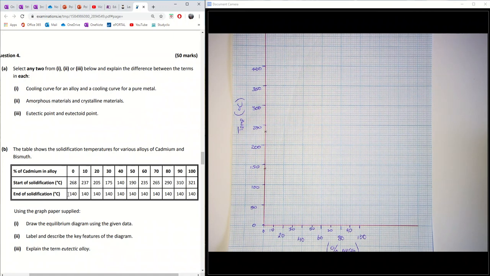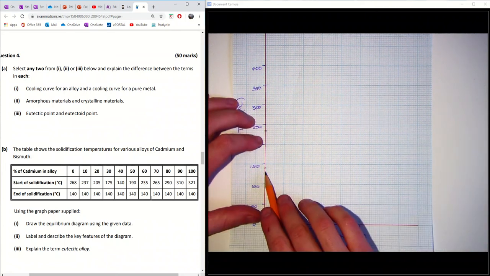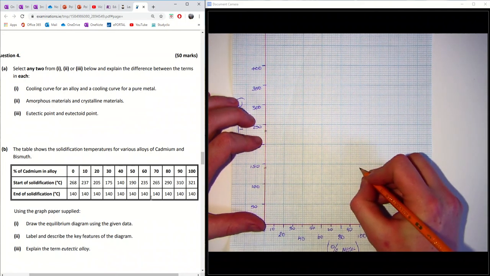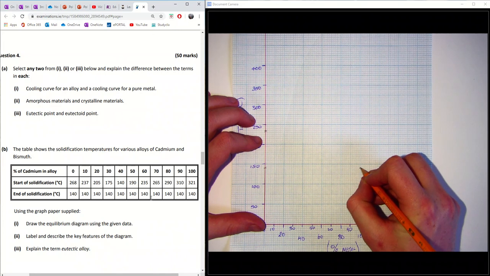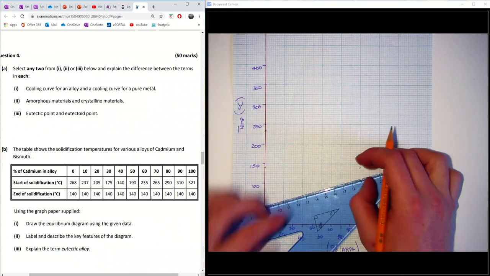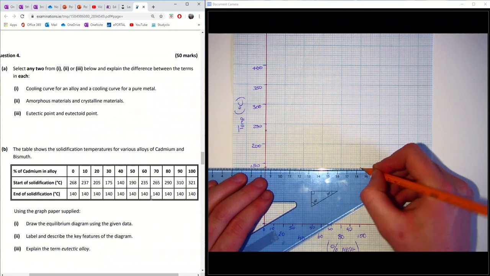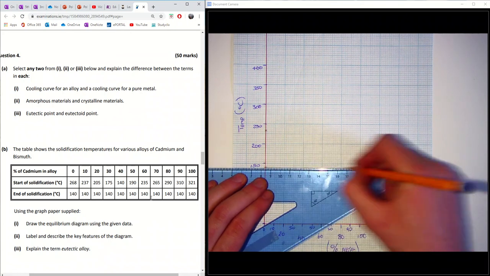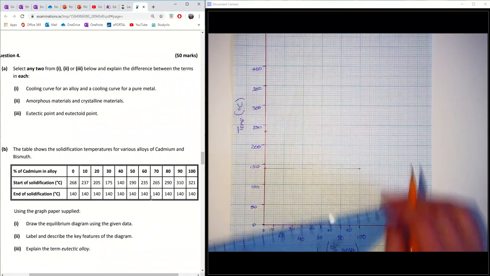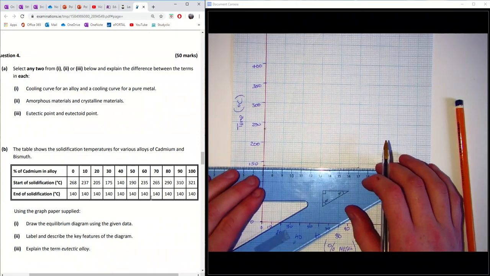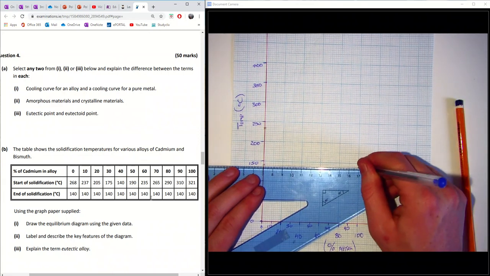Now, because this is a eutectic diagram, we can see that the end of solidification is at 140 degrees the whole way along. Okay, so that means I can come along, and I know that it's 140 for the whole thing. So I'm going to find 140 over on my 100, and I can now go ahead and draw in that line. I know I told you to do this in pencil, I'm going to do it in pen just for the example here so you can see it.